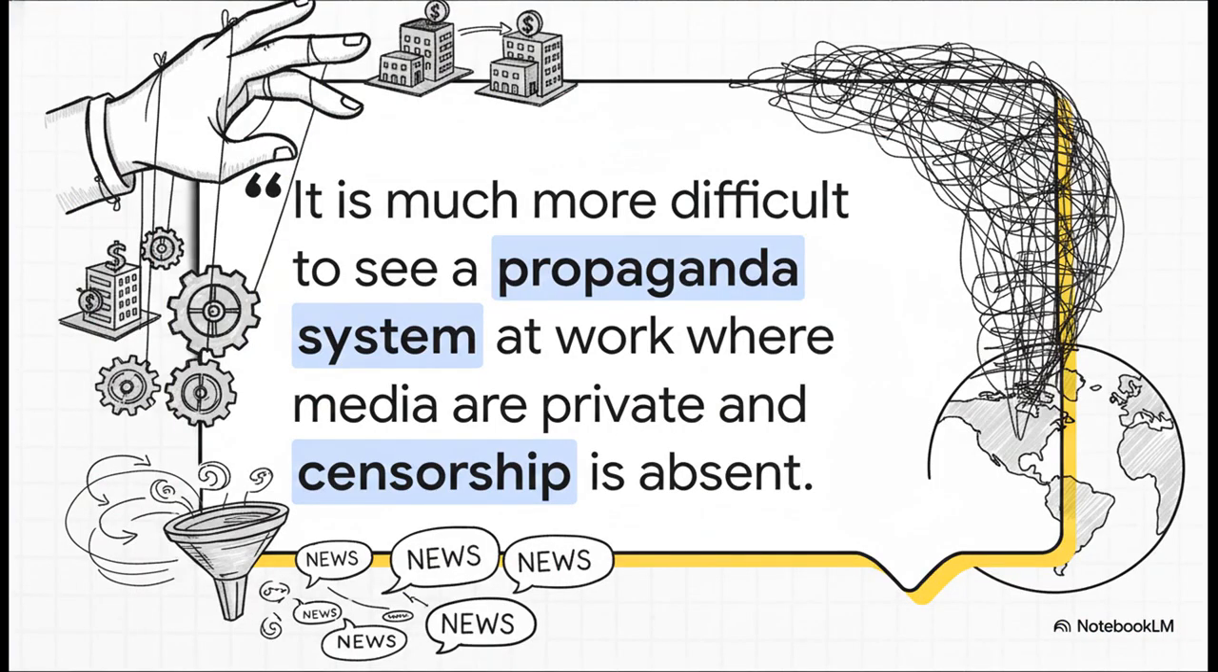You know, in a state-controlled system, the bias is right there on your face. It's obvious. But the authors argue that in a private system, the forces shaping the news are way more subtle. They're more structural. And because of that, they're a lot harder to even notice. It's not some government memo telling people what to say. It's about how the entire system is put together.